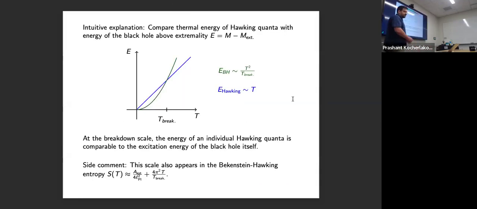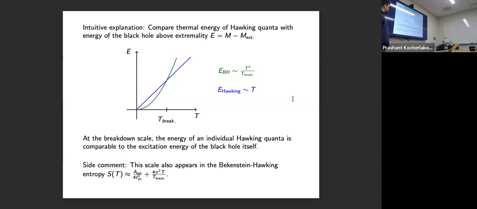Just to give another explanation, perhaps more intuitive, we can compare the thermal energy of Hawking radiation with that of a black hole above extremality. If we look at how the mass of a black hole depends on the temperature, we'll see that the energy approaches the extremal value quadratically with the temperature, with a coefficient that is precisely this breakdown scale, and the Hawking temperature is linear. And if we are below this breakdown scale, then the energy of the Hawking quanta is bigger than the energy of the black hole above extremality.